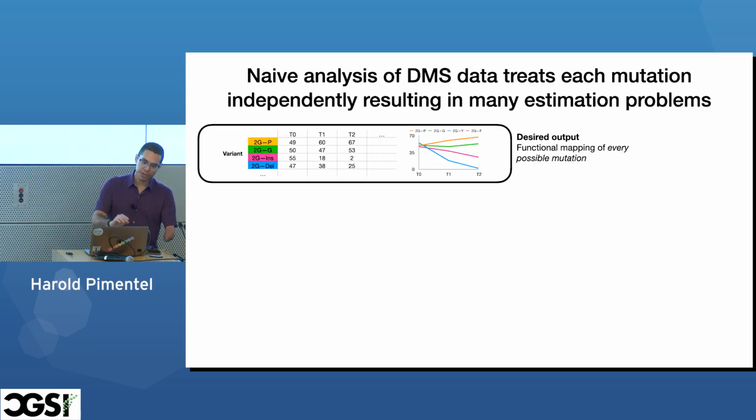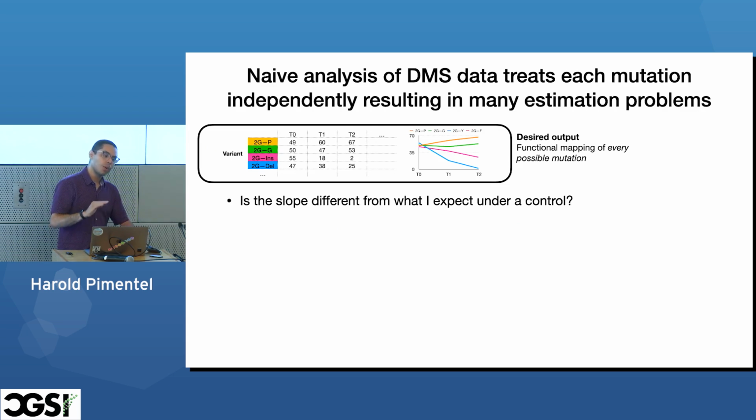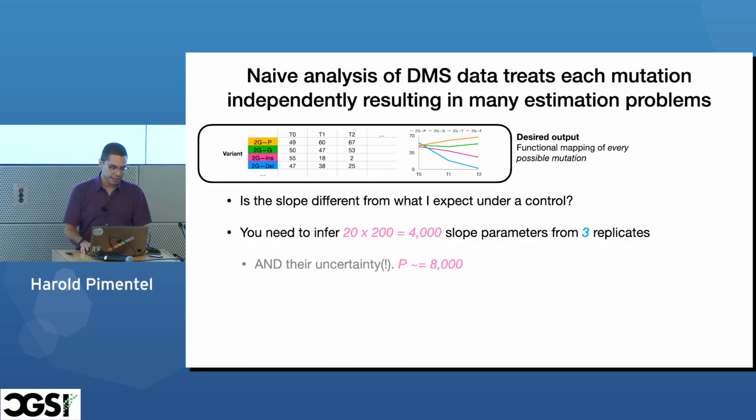Okay, and just to set this up, naively, what happens? Well, what we want to understand is whether a slope is different than what I expect under a control. You can think of synonymous variants for today as a negative control. It actually isn't totally true. There's some interesting work showing that synonymous variants might behave differently in different scenarios. But generally speaking, they should have a significantly smaller effect than a missense mutation, right?